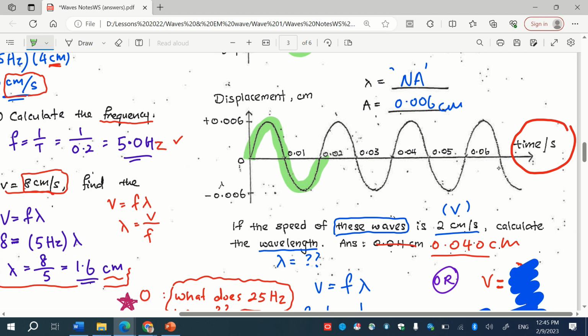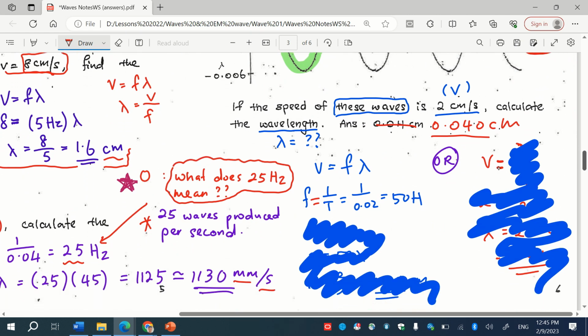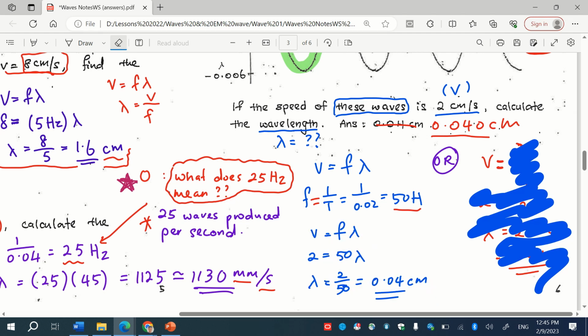Time taken for one wave, 0.02. You look at the time axis to find your T. Okay, you have 50 hertz. Now from your 50 hertz, you apply V equal F lambda, you find your wavelength, 0.040 cm.